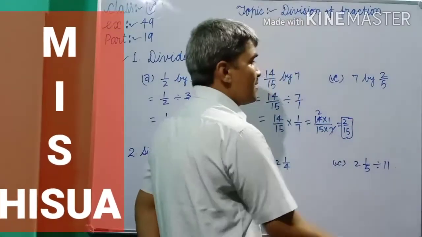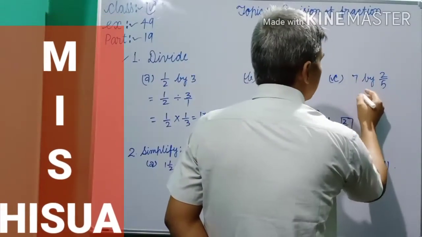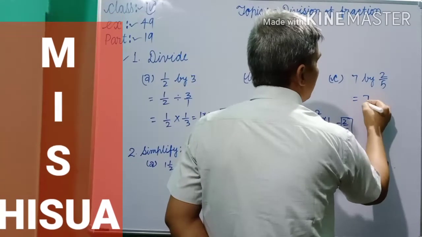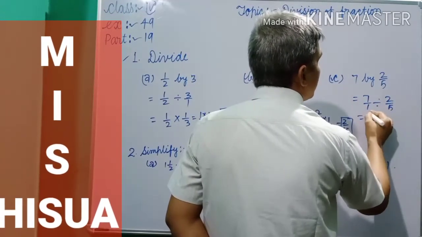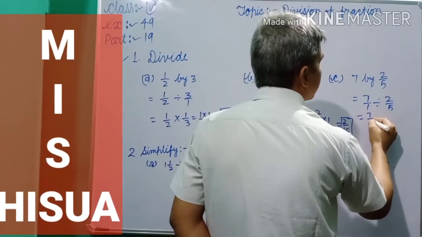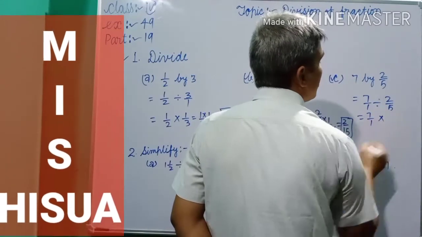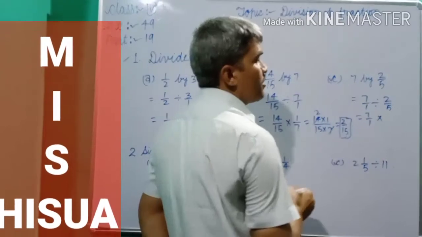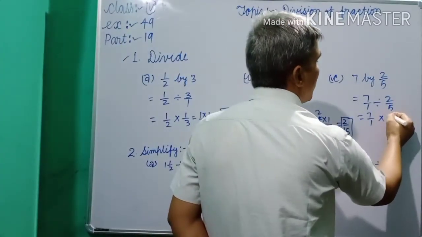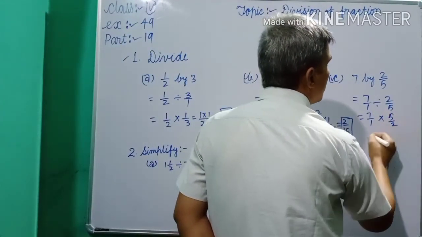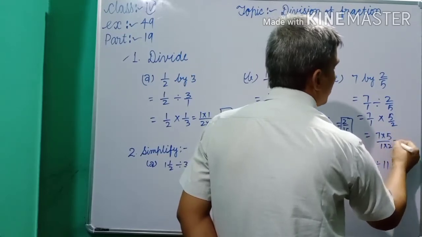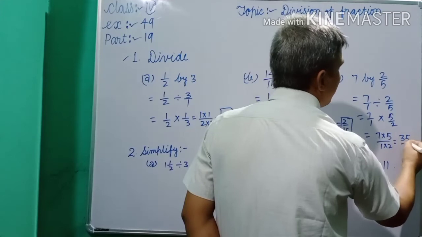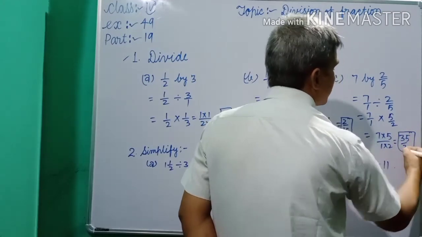Now the next question, dear students. At first, 7 by 1 divided by 2 by 5. Now take the reciprocal of the second fraction, and here put the multiplication symbol, and the reciprocal of 2 by 5, that means 5 by 2. Now 7 multiplied by 5 and 1 multiplied by 2, that means 35 by 2. This is the answer.